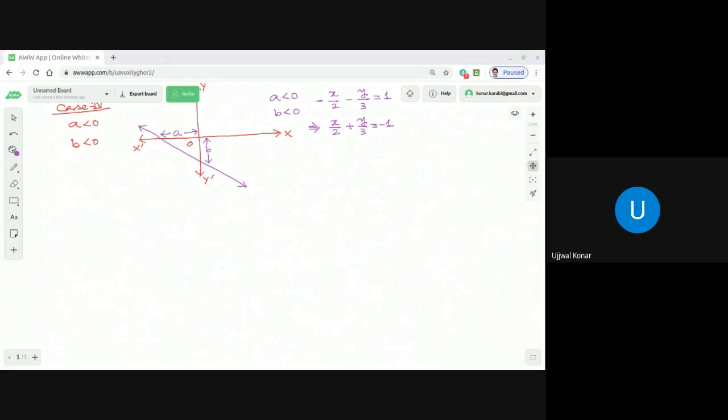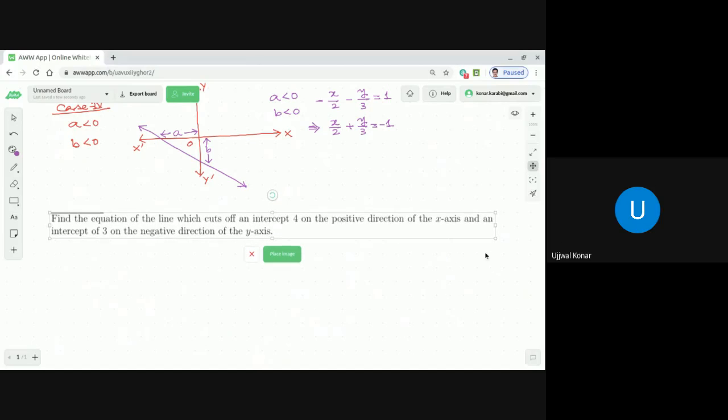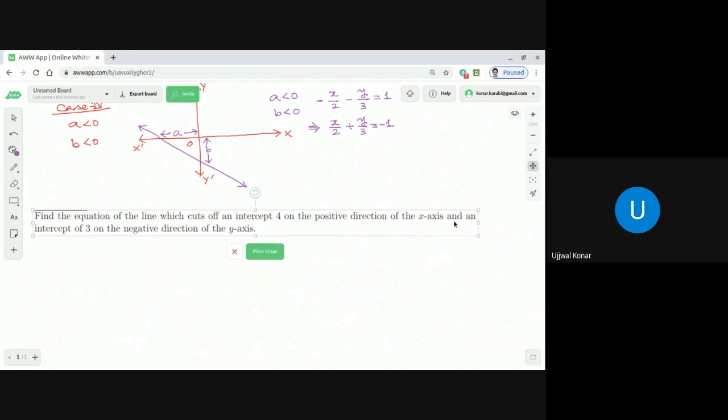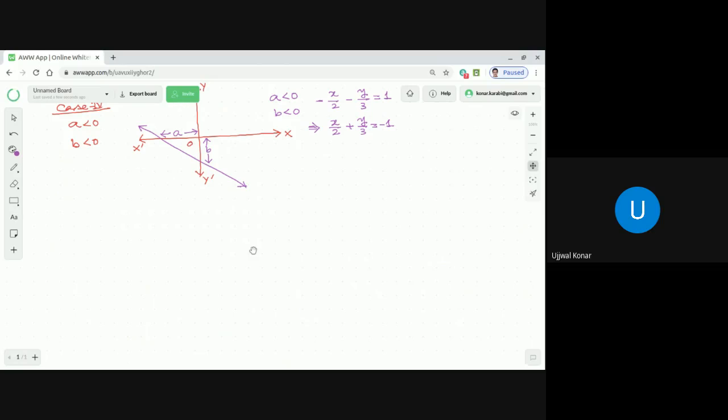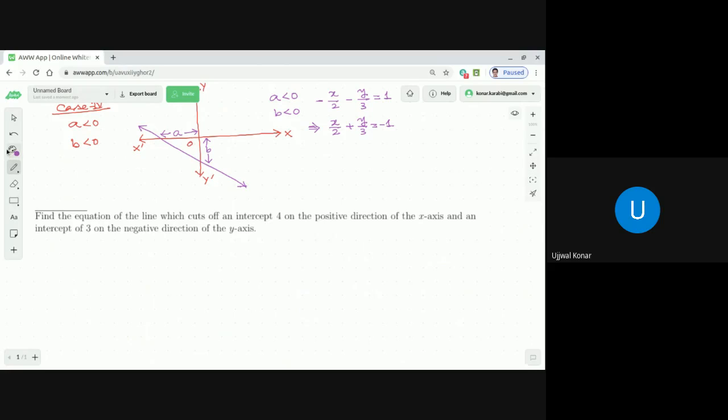The first question that I'm going to place in front of you will be available in a few seconds. Okay, dear students, so this is the first question. The question says, find the equation of the line which cuts off an intercept 4 on the positive direction of x-axis and an intercept of 3 on the negative direction of y-axis.